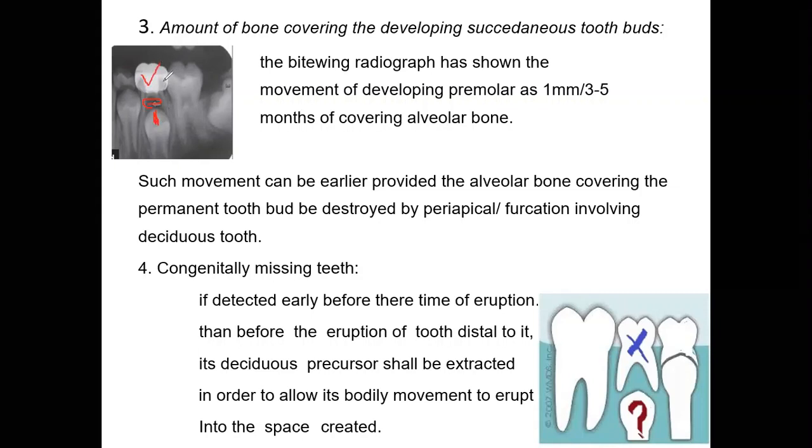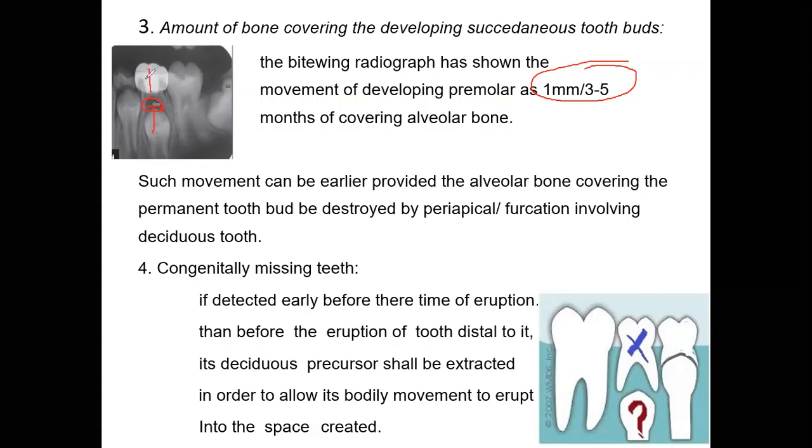Now what I want to do is see what happens if I extract this tooth. But I cannot extract this tooth blindly. First, I have to take a radiograph. On the radiograph, I want to see how much bone is covering the top of this tooth, because 1 millimeter of movement of this tooth takes 3 to 5 months.